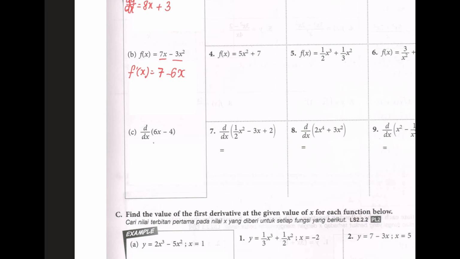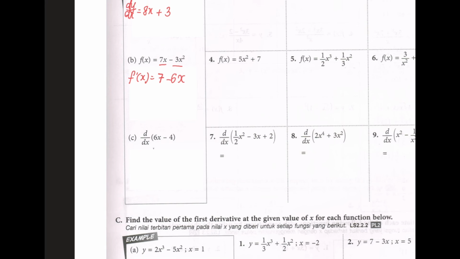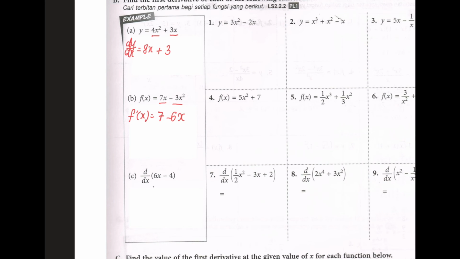So if you still remember, C is the third form. This is the first form: A shows us the first form, y becomes dy dx. B shows us the second form, f(x) after differentiation becomes f prime x. C is the third form. Differentiate 6x minus 4. You just write the answer straight away at the bottom.